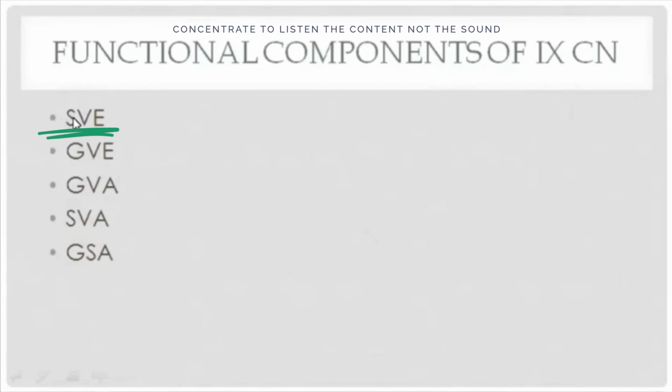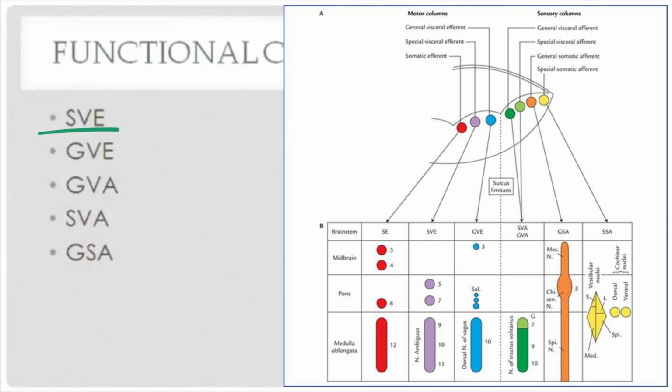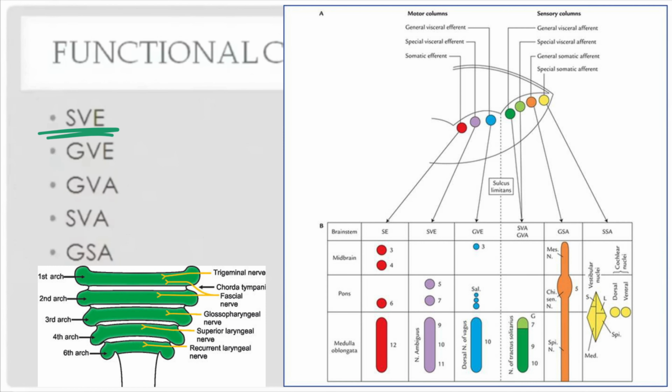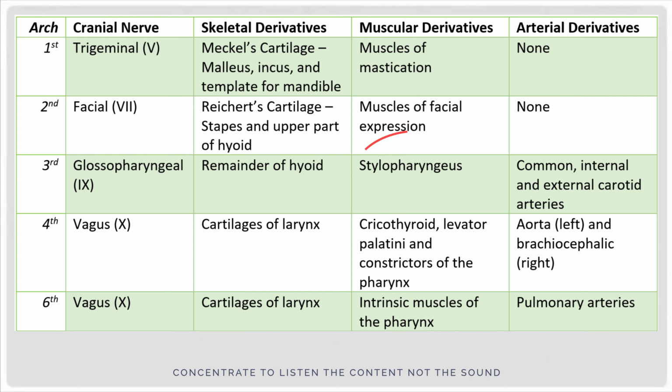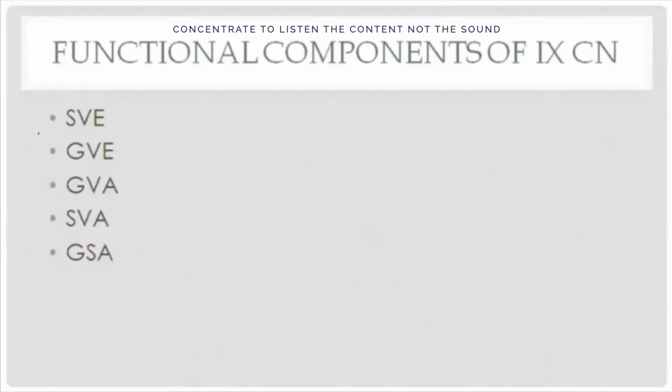So here this functional column, special visceral efferent, is also called the branchial efferent functional column. And for this, there is a longitudinal nucleus, nucleus ambiguus. Remember, that is for the nuclei of the nerves innervating the structures derived from the third, fourth, and sixth pharyngeal arches. And by this time, you all have been taught about the branchial apparatus, the pharyngeal arches, and the structures derived. There's only one muscle derived from the third pharyngeal arch, and that is stylopharyngeus, and it's being innervated by the glossopharyngeal nerve. So this component serves only the single muscle, stylopharyngeus, derived from the third pharyngeal arch.